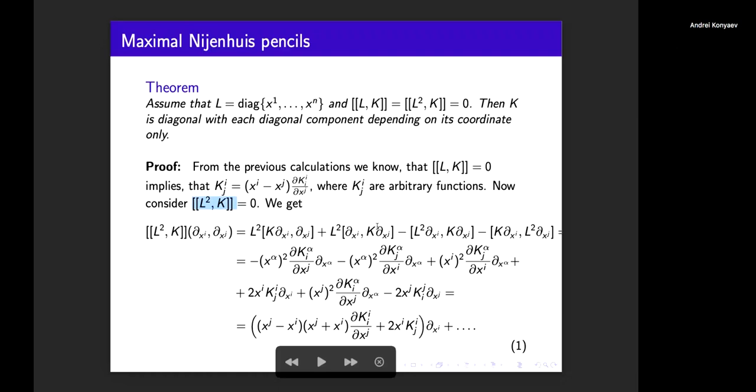I'll take this and this. Here I have xi squared. Here I have xj squared. I get the following formula. I open the brackets, gather the terms, and I get the following formula, right? So there are some other terms, which I'm not actually interested in, because I do not need to calculate all the terms. We will see it later. Okay.